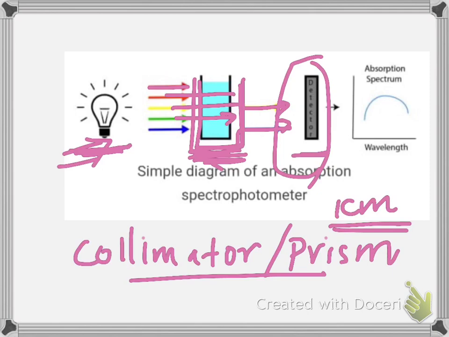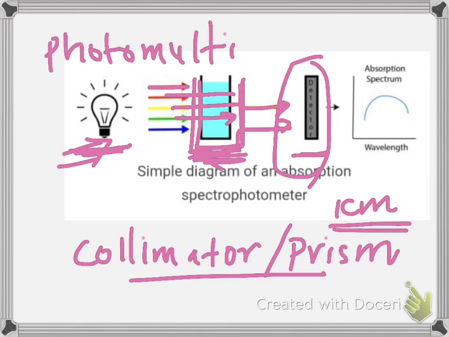Some of the most common detectors are photomultiplier tubes and photodiodes. The detector counts the number of photons reaching it, and this detector connects to a computer that plots the absorption spectra.